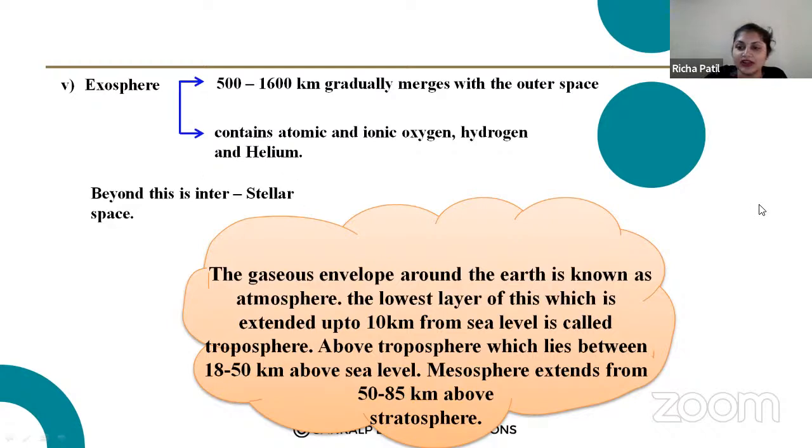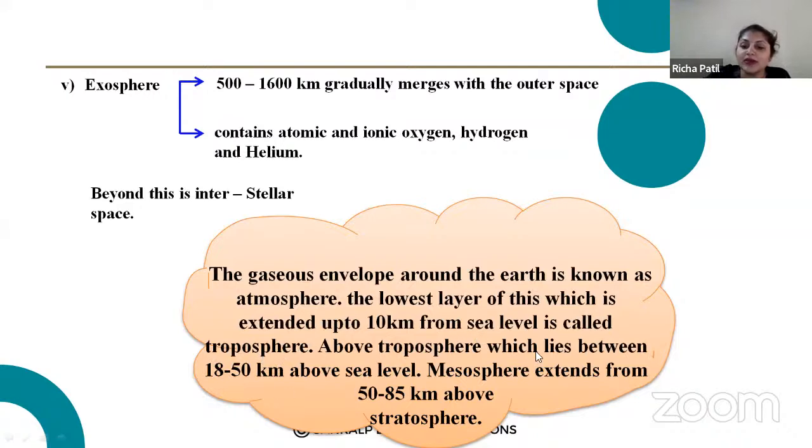We'll just brief this. The gaseous envelope around the earth is called the atmosphere. The atmosphere comprises air, water vapor, and living organisms. The lowest layer extends up to 10 kilometers above sea level, and that is your troposphere.